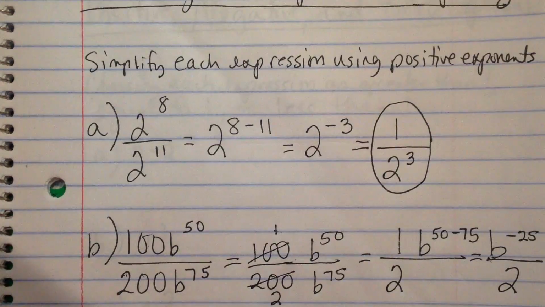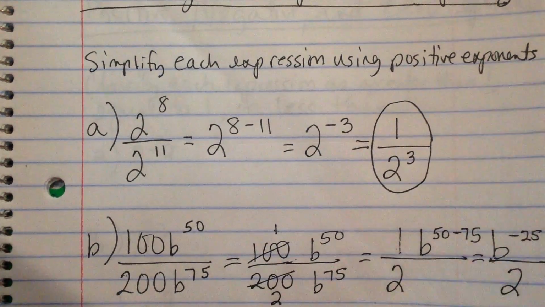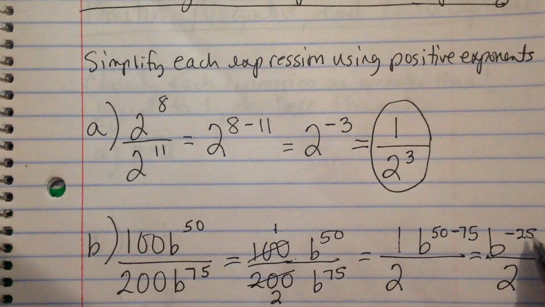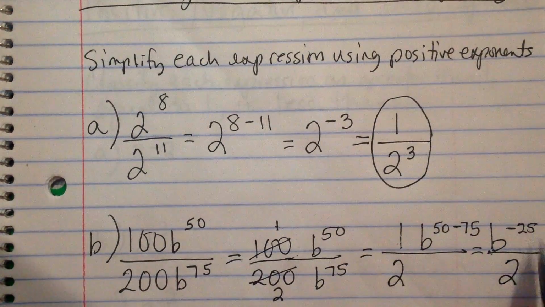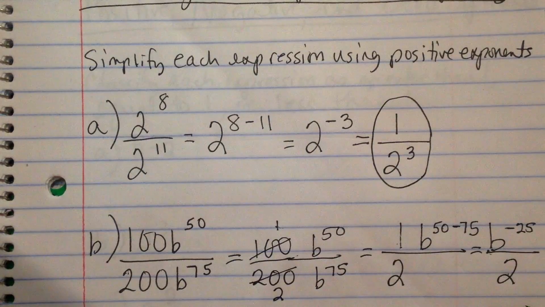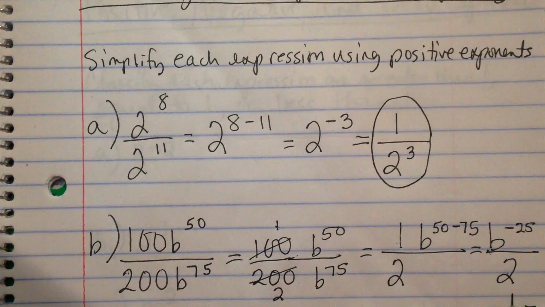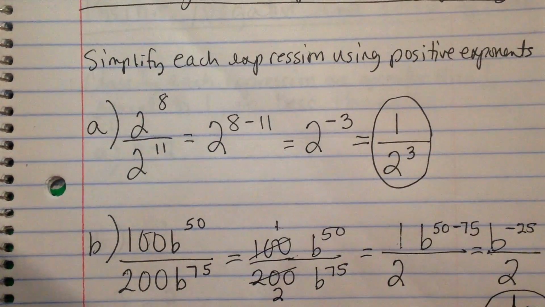b to the negative 25 over 2. There's really no reason to put my 1 because I have something else in the numerator. Now, b to the negative 25, I cannot leave a negative exponent. Therefore, what I must do is bring b to the negative 25 down to the denominator, make it b to the positive 25. And 2 stays in the denominator. It's in the denominator, so it stays there. They're both in the denominator. So if everything leaves the numerator, I must put a 1. The only time you leave me a 1 is if everything leaves the numerator.